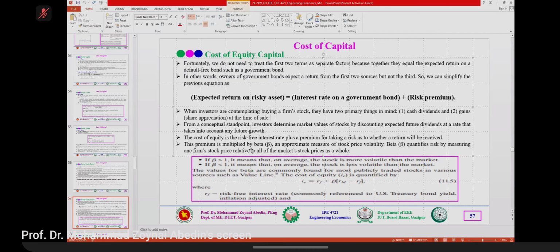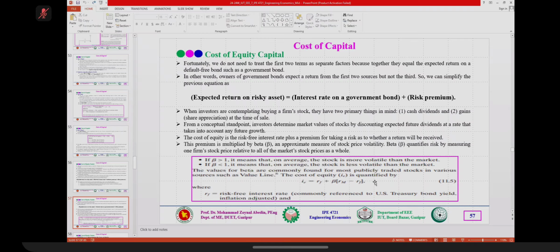This premium is multiplied by beta, which is the approximate measure of a stock's price volatility. Beta quantifies risk by measuring one firm's stock price relative to all of the market stock price as a whole. Let's have an example here. If beta is greater than 1, on average the stock is more volatile than the market. If beta is less than 1, on average the stock is less volatile than the market. Betas for most publicly traded stocks are commonly found in various sources.